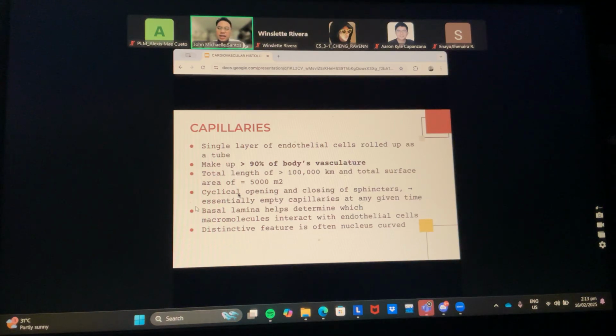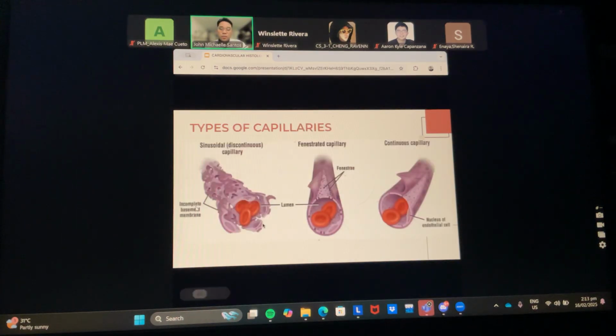So there is cyclical opening and closing of the sphincters which essentially empty capillaries at a given time. So the basal lamina helps determine which macromolecules interact with the endothelial cells, and a distinctive feature is often that the nucleus is curved. So as you can see here, dito sa isang diagrammatic representation ng isang capillary, the nucleus is curved.